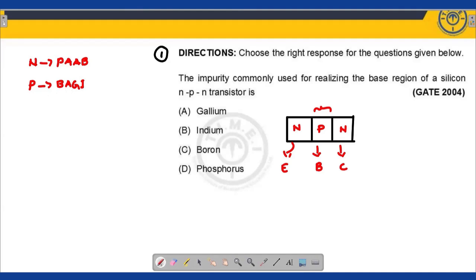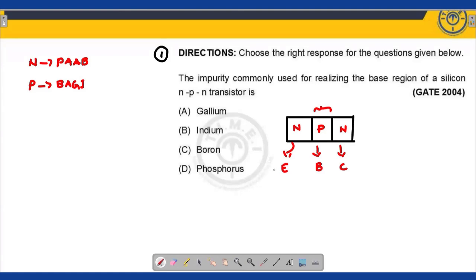So here, what is this here? Very important: this is used for realizing the base region of a silicon, my dear friends. Anyhow, we are going to use all these things over here.